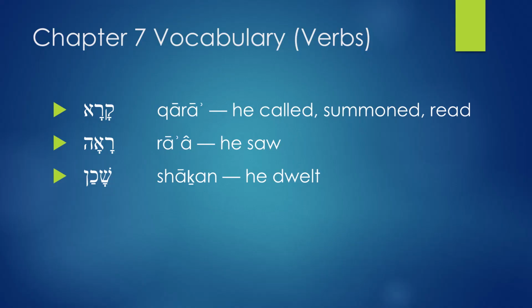Kara. Kara means he called. Ra'a. Ra'a means he saw. Shachan. Shachan means he dwelt. And this is also an interesting word because this is where we get the word Shekinah. When we say Shekinah glory. Shachan means he dwelt. And so Shekinah glory is God's dwelling glory, dwelling among us, God's dwelling presence. So the verb Shachan means he dwelt. These are the words that you need to know for chapter 7.